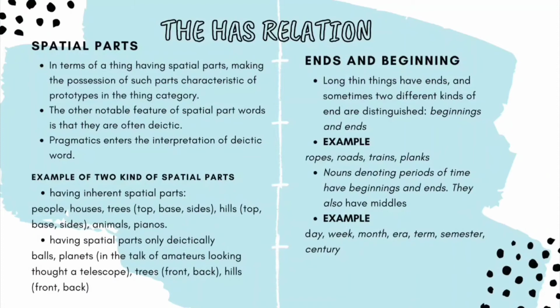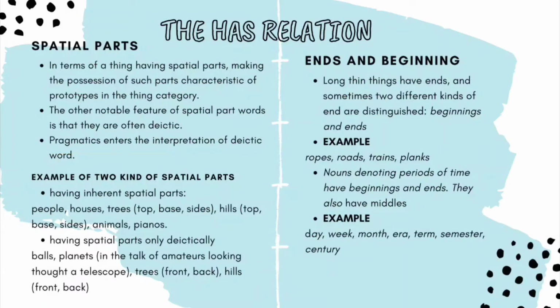Spatial parts. Okay, spatial parts. In terms of a thing having spatial parts, marking the position of such parts is characteristic of the prototype in the thing's category. A prototypical thing such as a rock can be said to have a top, a bottom or base, sides, and a front and back. Two points need to be noted about these words. One is that they are general for many different kinds of things: windows, faces, feet, views, trees, canyons, to randomly name just a few, have tops, bottoms, sides, fronts, and backs. And then the other notable feature of spatial part words is that they are often deictic. Okay, pragmatics enters the interpretation of deictic words.